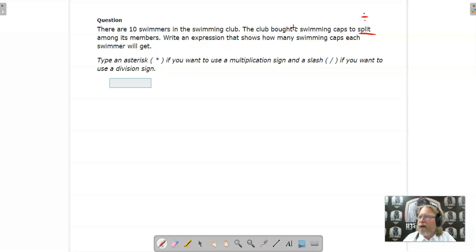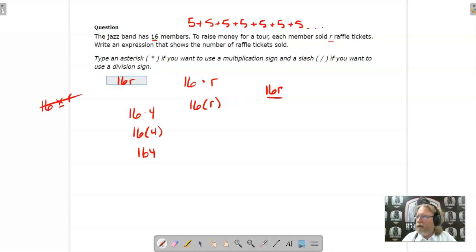Well, they bought the number of swimming caps is what's being divided. So it's going to be C divided by 10. But we don't want to write it using the division sign. Notice here it says type an asterisk. Oh, there we go. Gee, I messed up earlier. Notice that on this one here, it says type the asterisk if you want to use a multiplication sign. Oh, so we could have done 16 asterisk R.